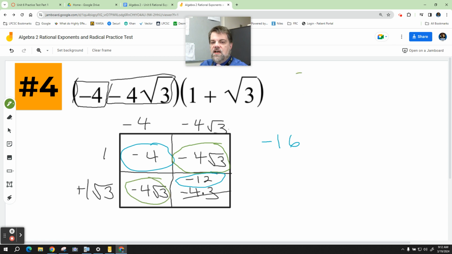And so think of it like this. I've got -4x plus -4x. What would that be? That would be -8x, right? So this would technically be -8 root 3. That's how you would do that. Okay? And so that's your final answer.